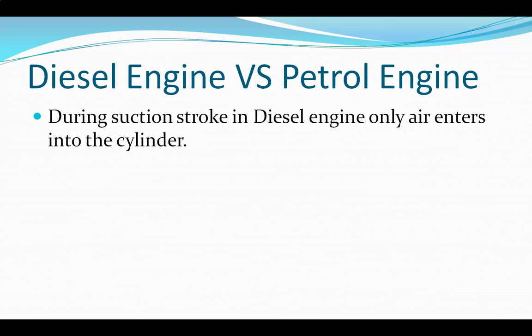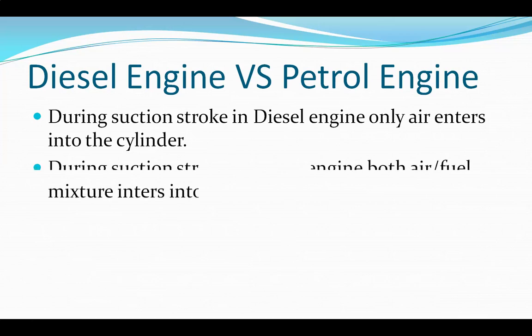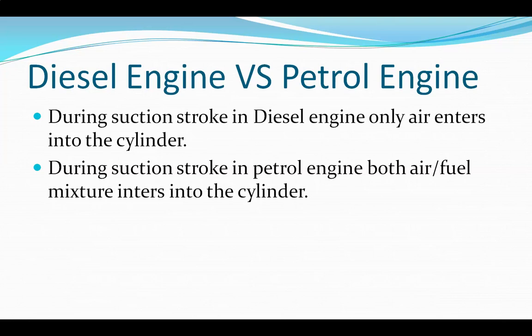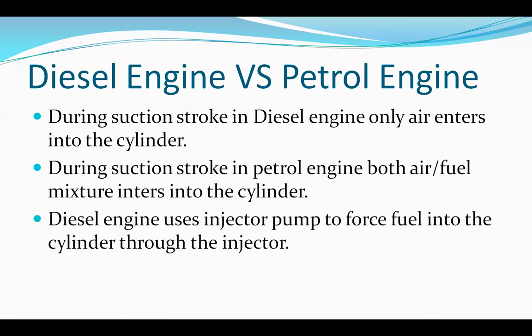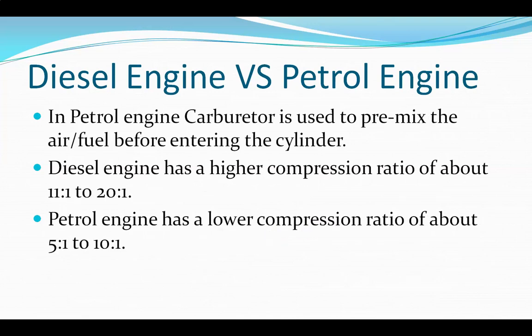During the suction stroke in a diesel engine, only air enters into the cylinder. During the suction stroke in a petrol engine, an air-fuel mixture enters into the cylinder. Diesel engine uses an injector pump to force fuel into the cylinder through the injector. In a petrol engine, a carburetor is used to premix the air and fuel before entering the cylinder. Diesel engine has a higher compression ratio of about 11:1 to 20:1.